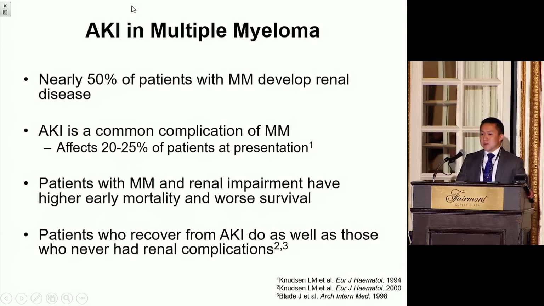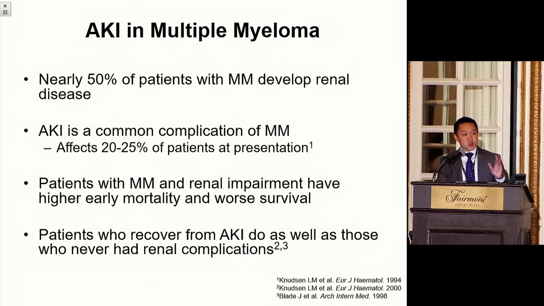So let's take a few moments to talk about acute kidney injury in the myeloma population. Why is this important? Because nearly half of patients with multiple myeloma will develop some kind of renal disease sometime in the course of their disease, either acute kidney injury or CKD. AKI itself is a highly common complication of myeloma and can affect up to a quarter of patients at the time of presentation. Now, it's important to realize that patients who have myeloma who develop renal impairment have higher mortality and worse survival. However, in those patients who do develop AKI, if there's complete recovery, they tend to have a prognosis that's pretty similar to those patients who have never had kidney complications, which highlights the importance of early diagnosis and management of these patients.